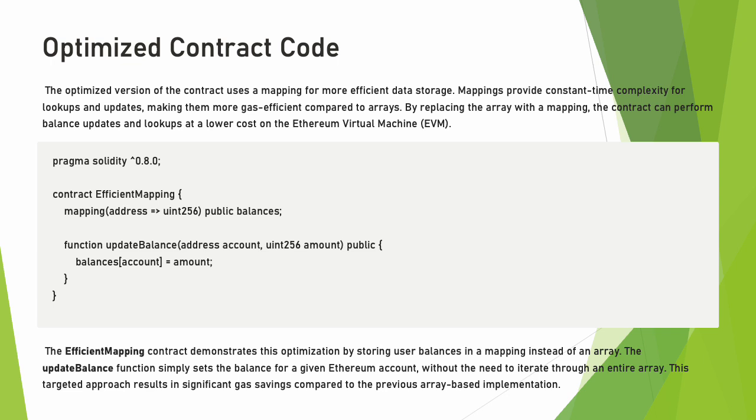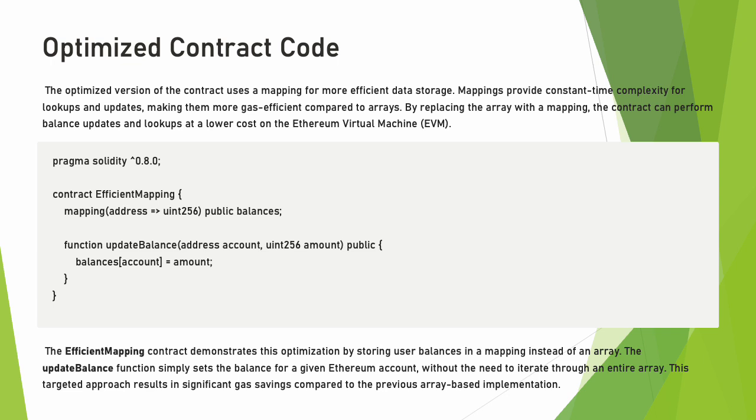Mappings provide constant time complexity for lookups and updates. By replacing the array with a mapping, the contract can perform balance updates and lookups at a lower cost on the EVM. The efficient mapping contract demonstrates the optimization by storing user balances in a mapping instead of an array.